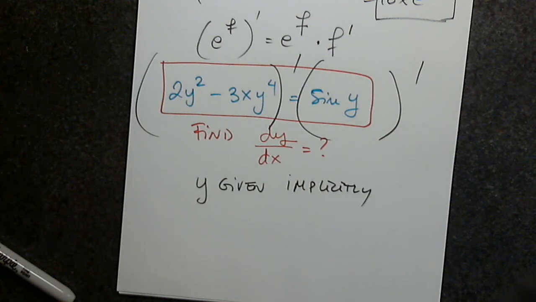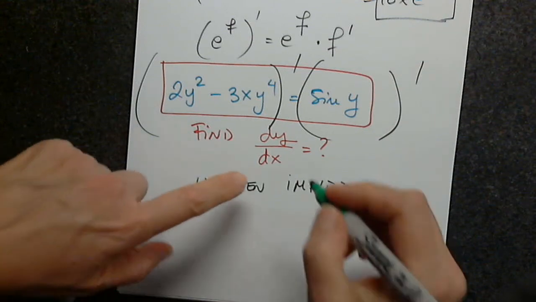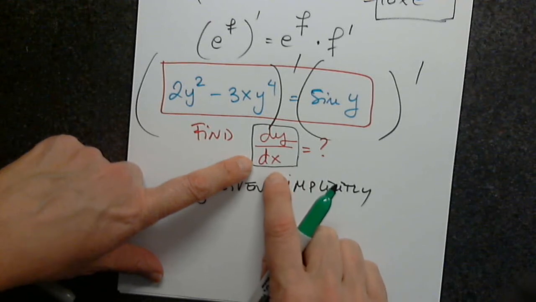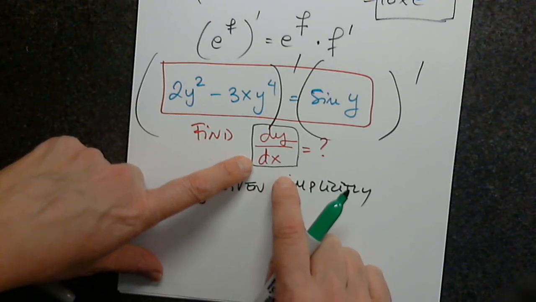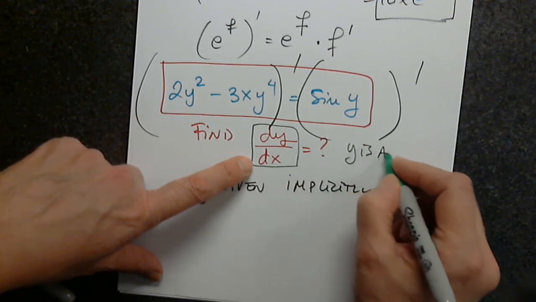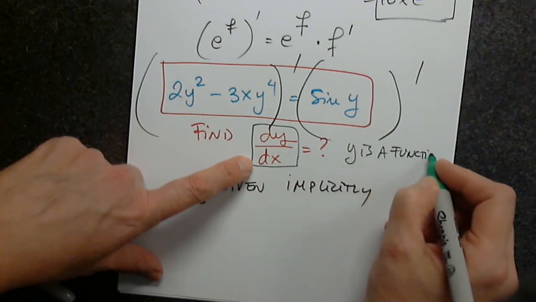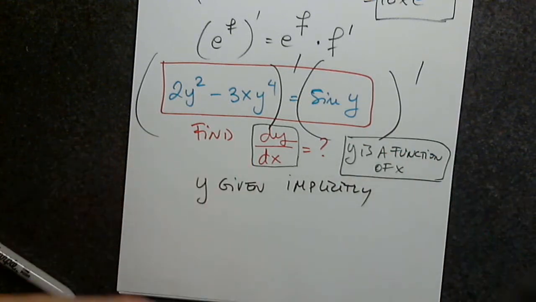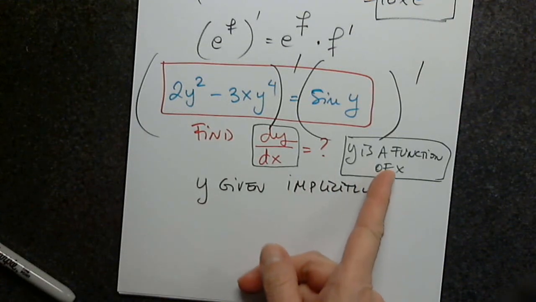But there is a catch here, which is very important. In this notation, what am I telling you? Please find dy over dx. What am I telling you? Exactly. y is a function of x. y is not a variable. You cannot differentiate 2y squared and say it's 4y. No, you can't. It's a function raised to a power that I need to differentiate. So this is a key concept.